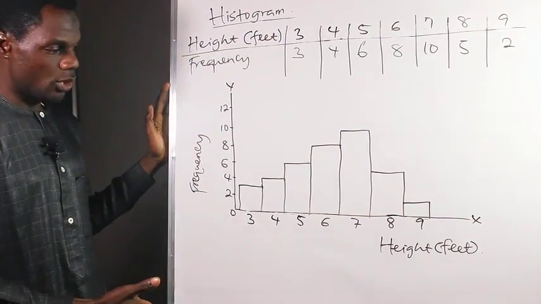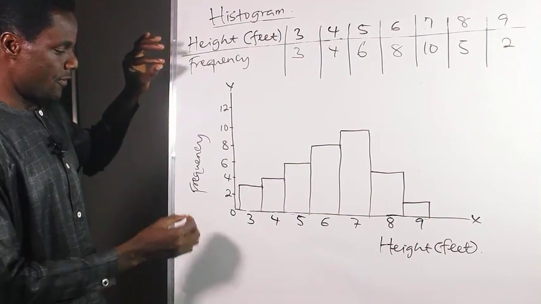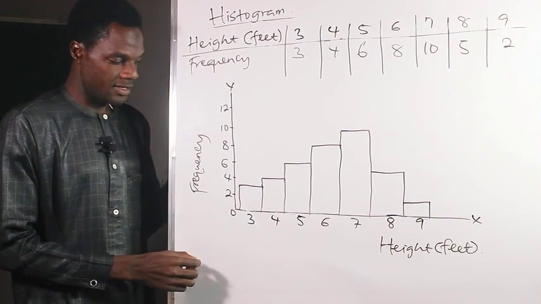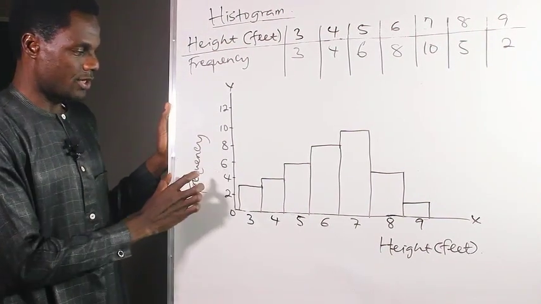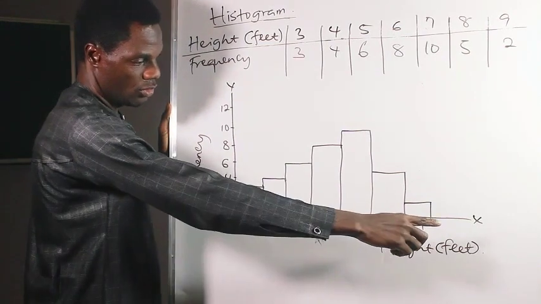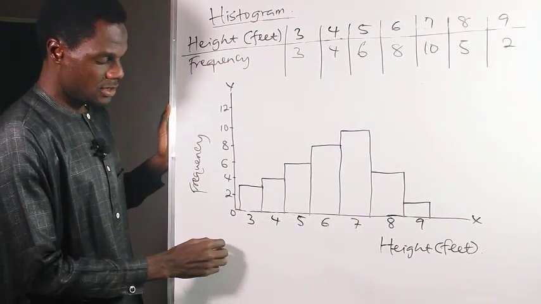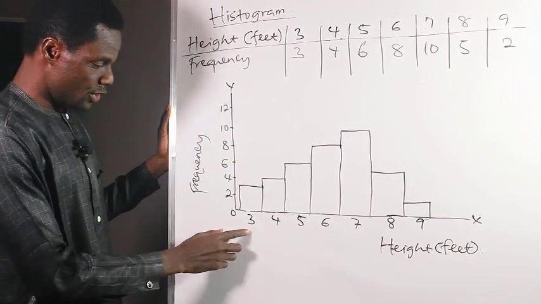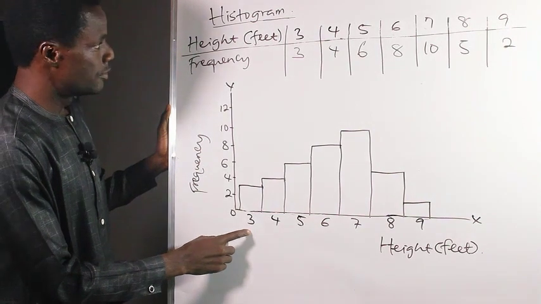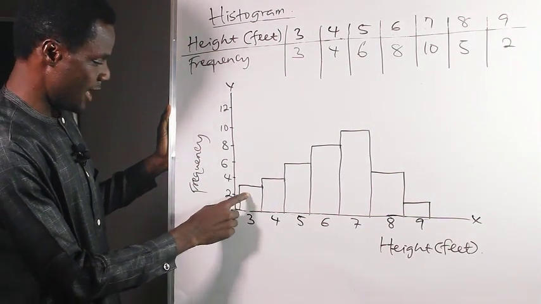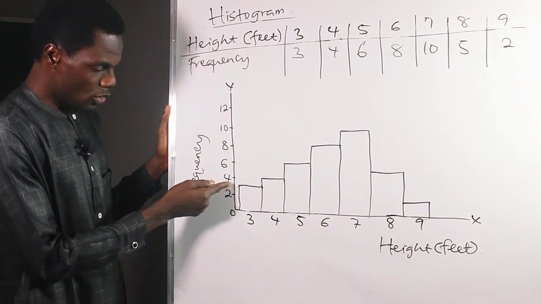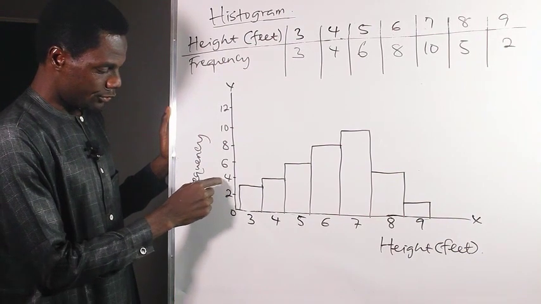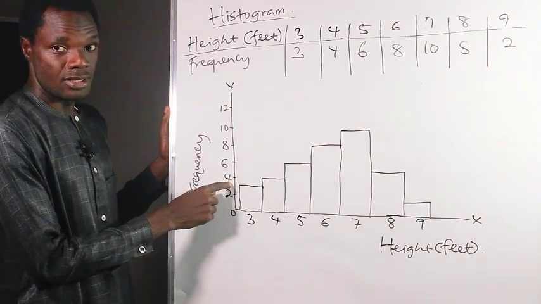So when we try to plot this information on a histogram, the first thing is we draw the vertical axis or y-axis on which we put the frequency. Then we plot the horizontal axis that has the height of the students. Now, from this information, we have 3 students that have 3 feet of height. So as you can see here, even though this number is invisible, you know that the difference between 4 and 2, this area will be 3, definitely.